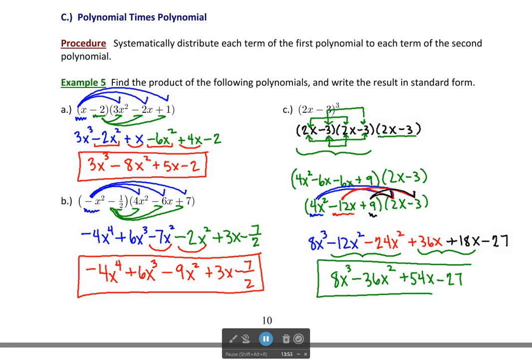So again, the principle is to make sure every term gets multiplied by every term. Finish by combining like terms and writing in descending order.